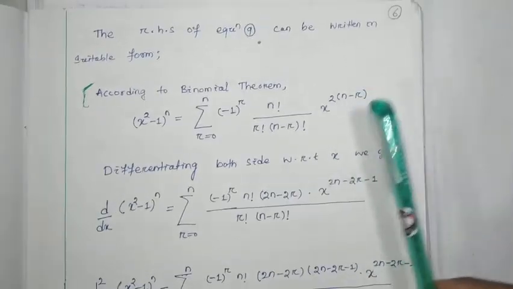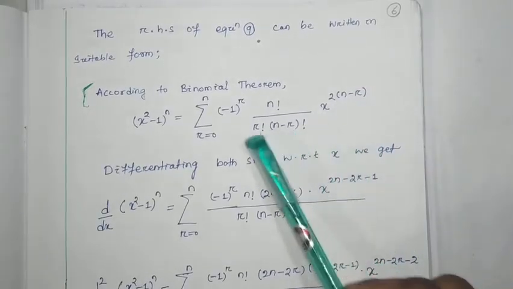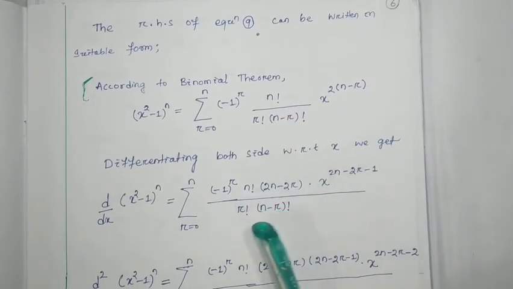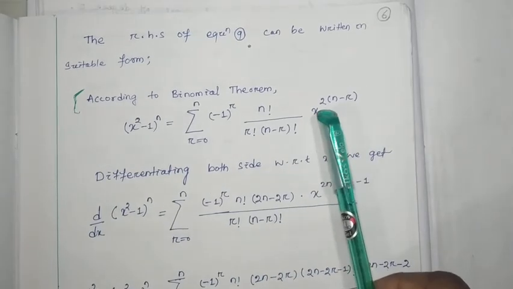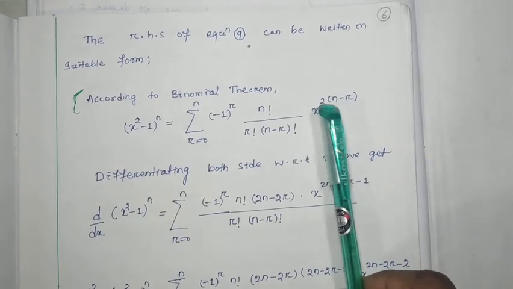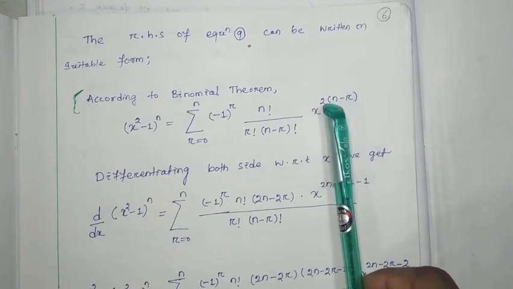Differentiate it. So this will be the constant: n factorial by r factorial into n minus r factorial. Then x to the power 2n minus 2r, which is 2 into n minus r, that means 2n minus 2r.